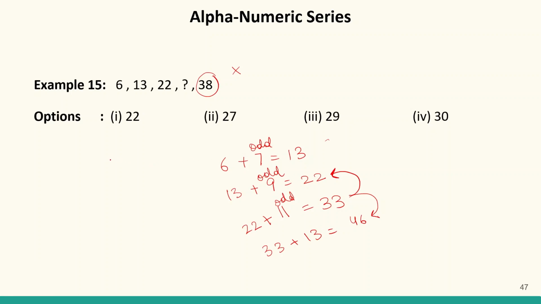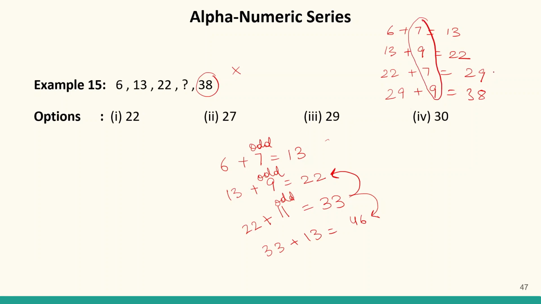So let us try another logic. Okay, let us try another logic. Let's say 6 plus 7 is 13. We know this. This is correct. 13 plus 9 is correct, 22. Let us add 7 again. 29. Now if we add 9 to 29, we'll get 38. So this logic is true.